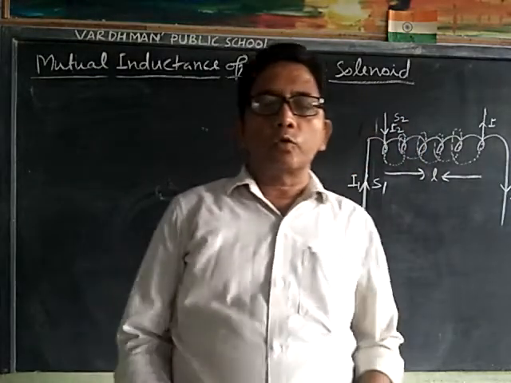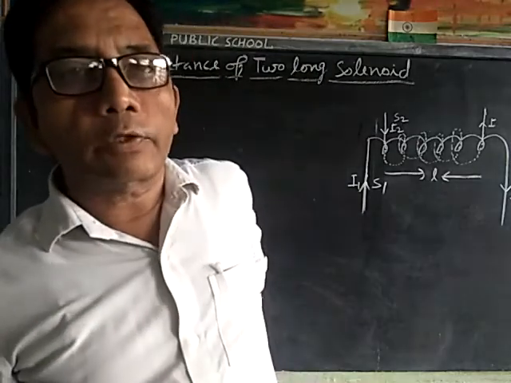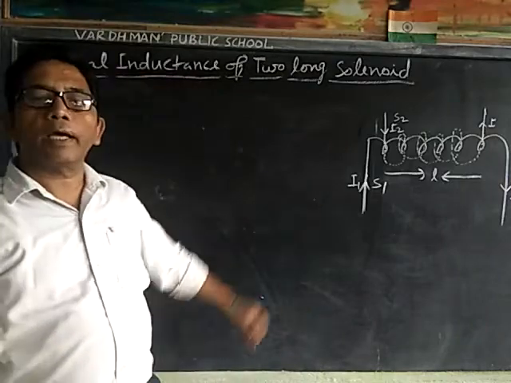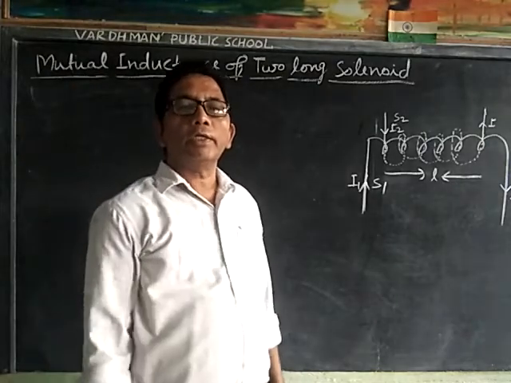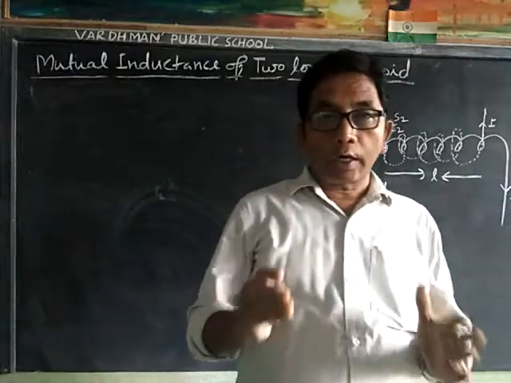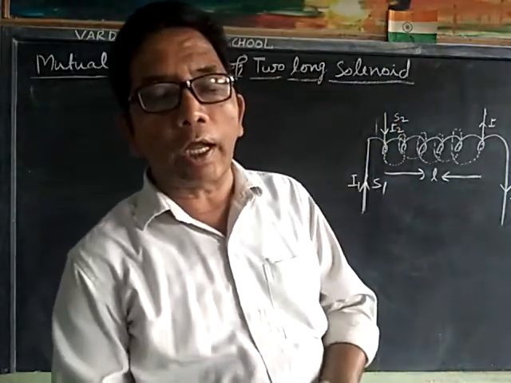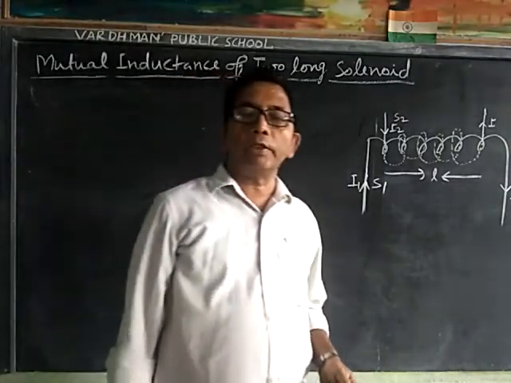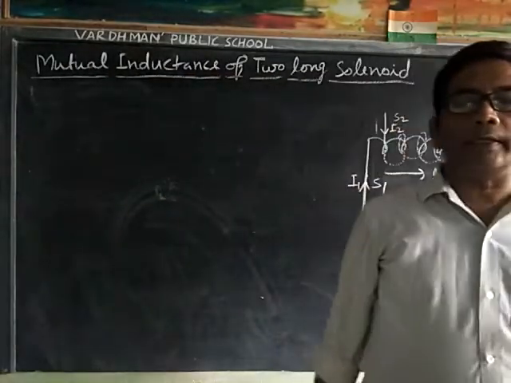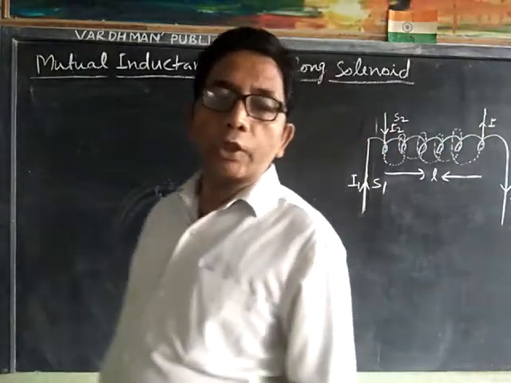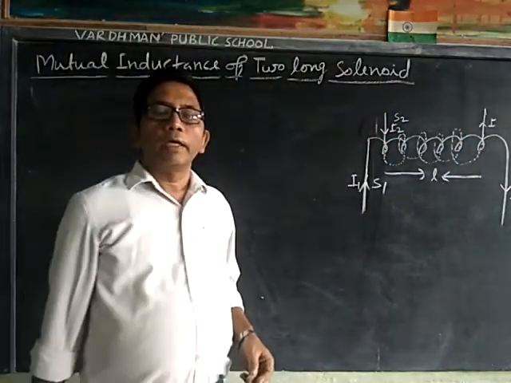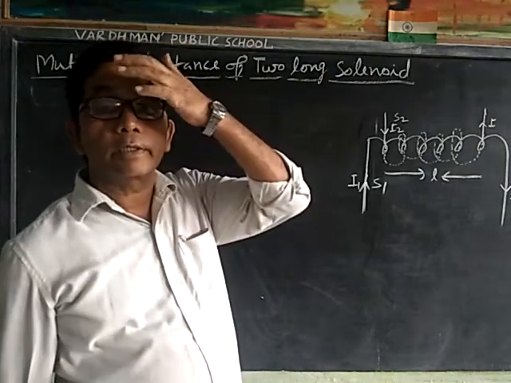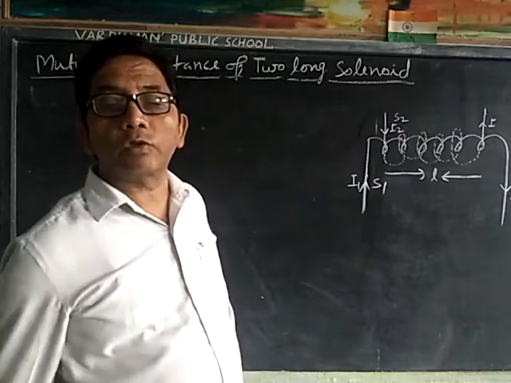Consider two long solenoids S1 and S2 such that solenoid S2 completely surrounds solenoid S1. Let the length of each solenoid be L and the area of each solenoid be A. N1 and N2 are the number of turns in solenoids S1 and S2.